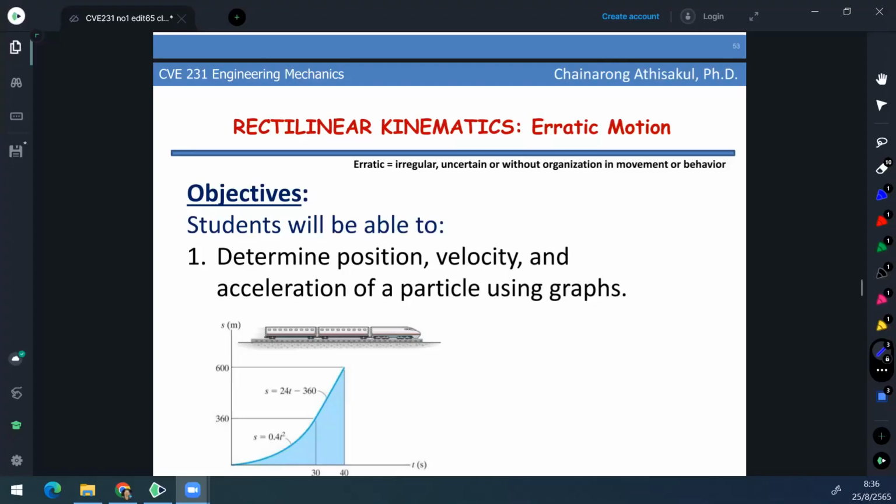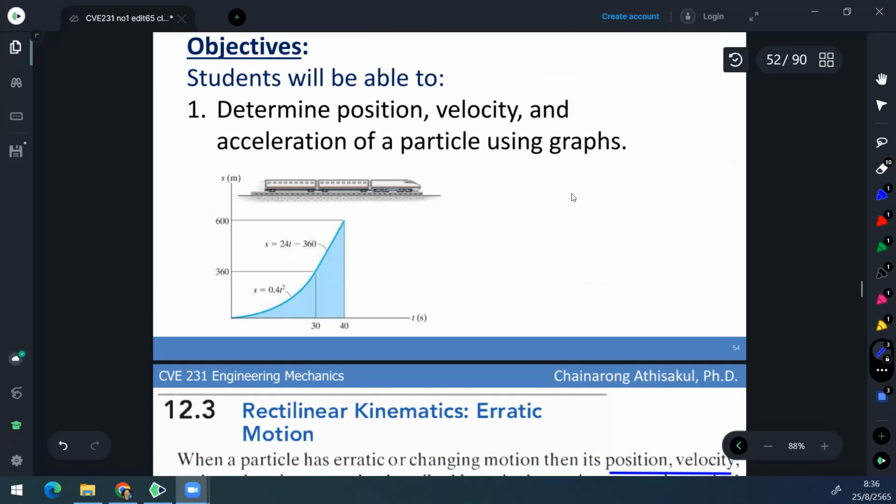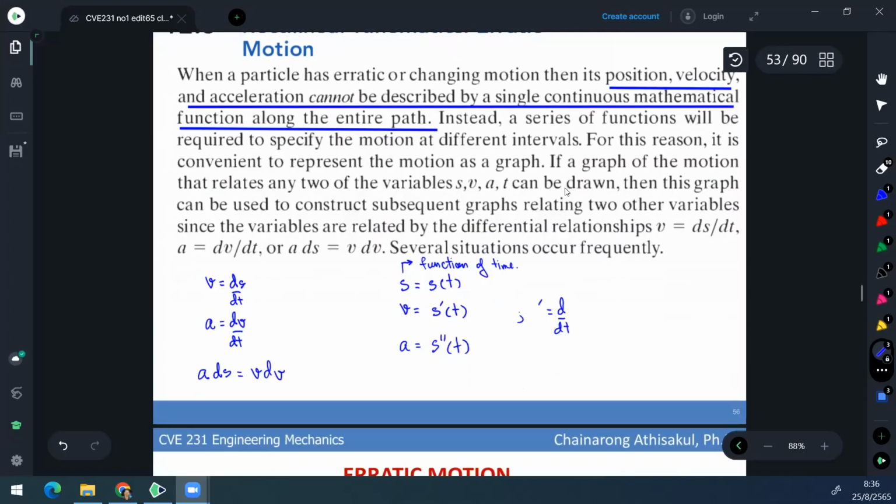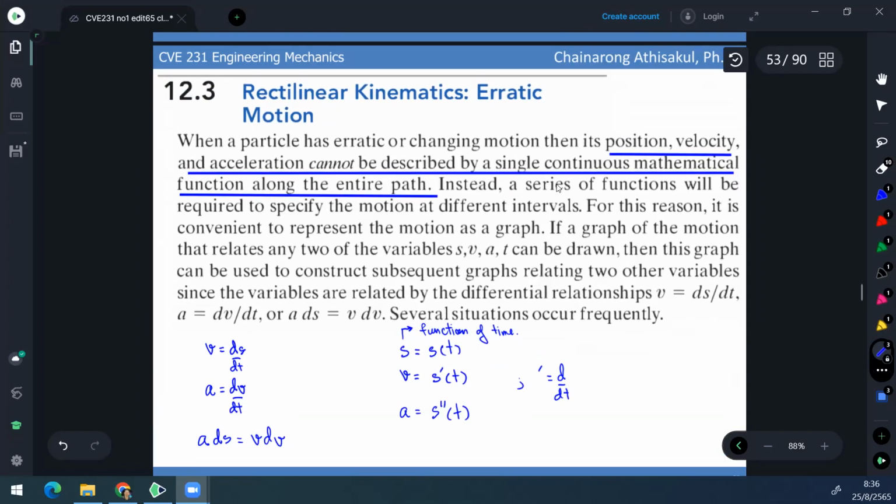In this video we will study the rectilinear kinematics for erratic motion. Before we start with erratic motion, we have a little bit of review of the three main kinematic equations that we know: v equal to ds by dt, a equal to dv by dt, and a ds equal to v dv.